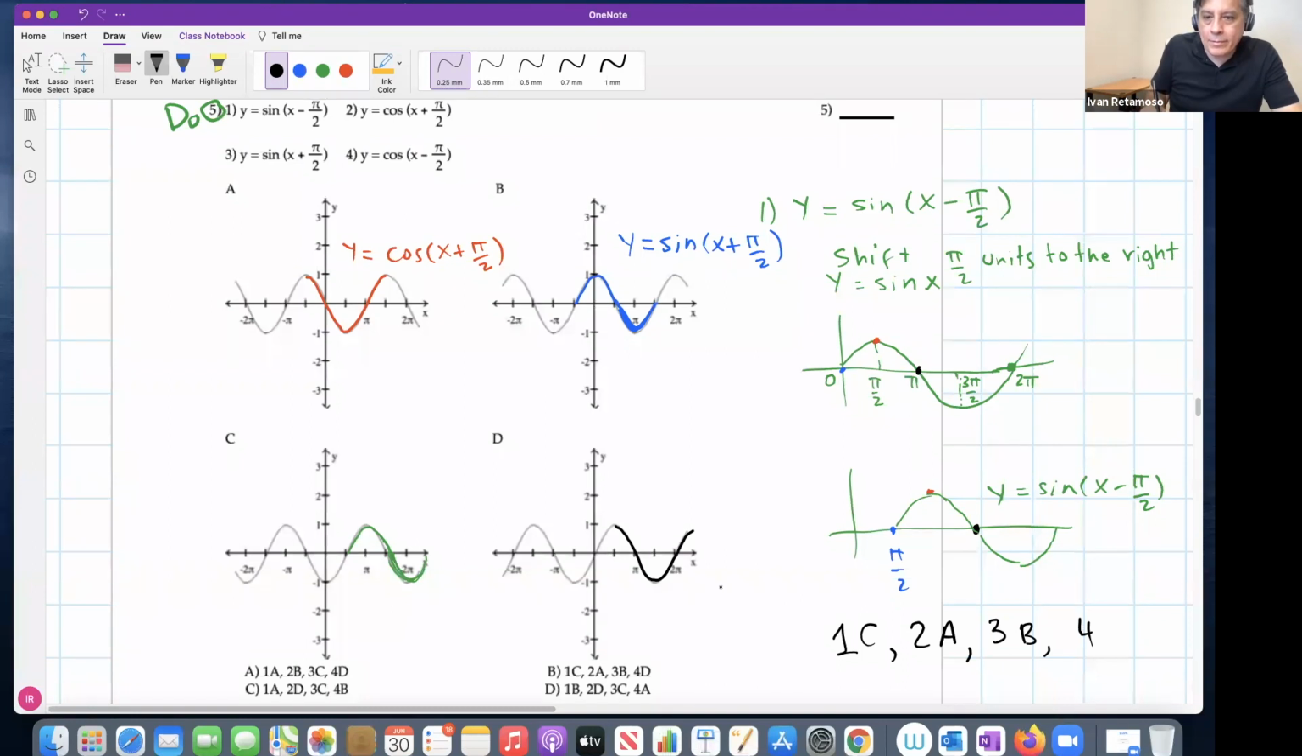To the right, pi over 2 units. So this should be 4D. So therefore, this should be 1C, 2A, 3B, 4D, this guy. Very good, guys.